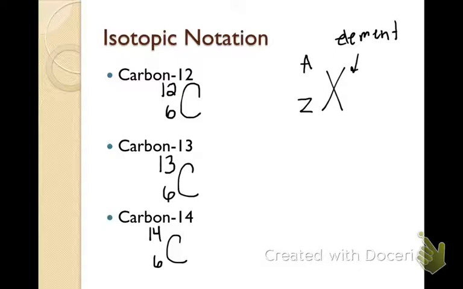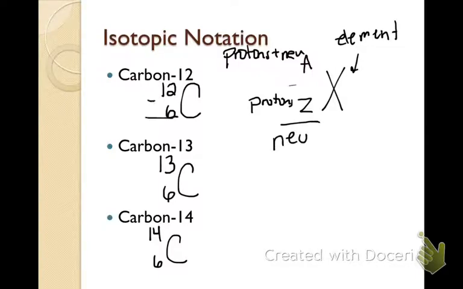So the top number represents the number of protons plus neutrons, so use the symbol NEU for neutrons. The bottom number represents the number of protons. So if you subtract the top minus the bottom, you should get the number of neutrons. So if we take a look, 12 minus 6, that means that we have 6 neutrons in this sample, 7 in this, and 8 neutrons in this sample.